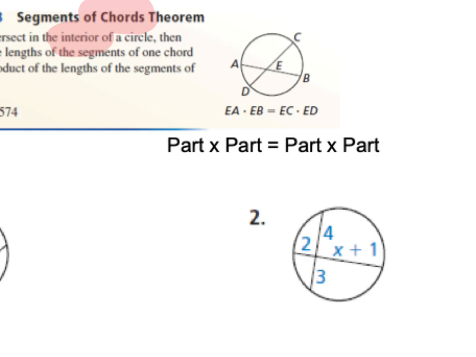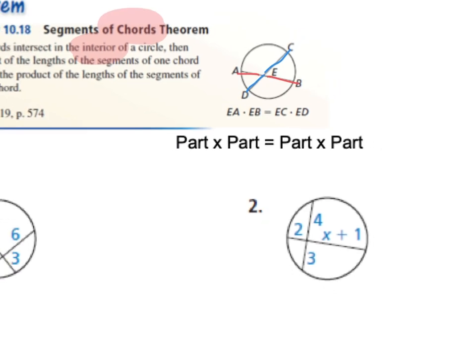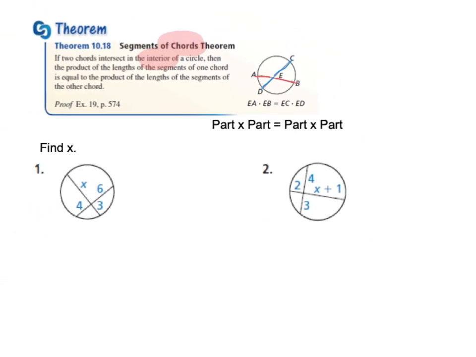the way they explain it here is EA times EB, which is one part of that segment times the other part of that segment, equals DE times EC, which is the blue segment, one part of the blue segment times the other part of the blue segment. So the way I think about it is when you have these segments or chords that meet inside the circle, you're thinking part times part equals part times part.